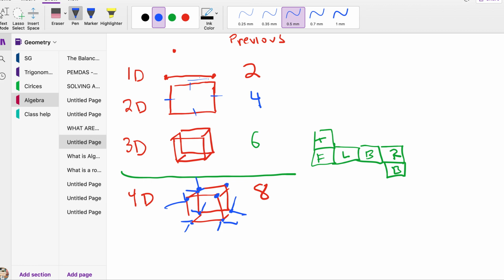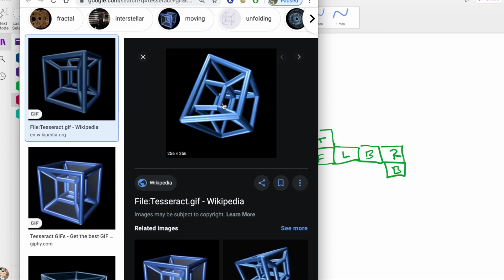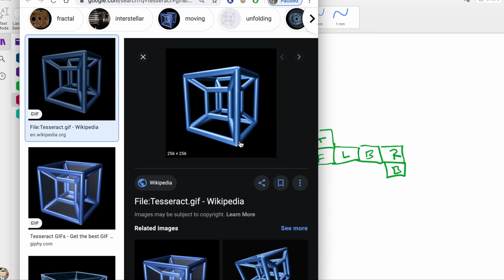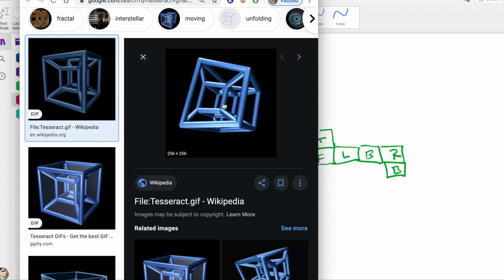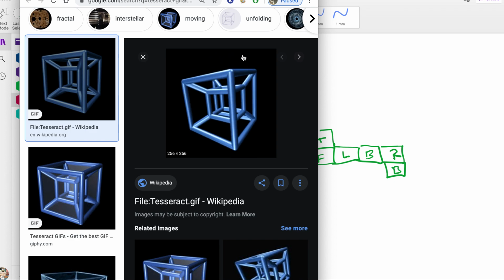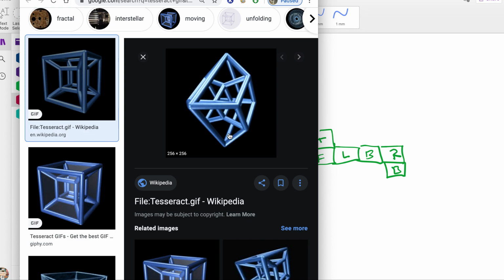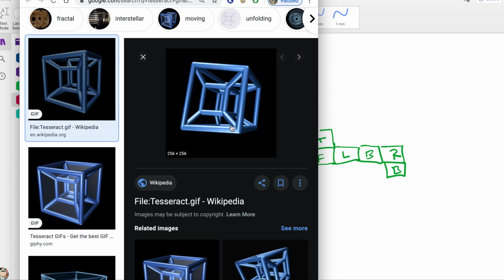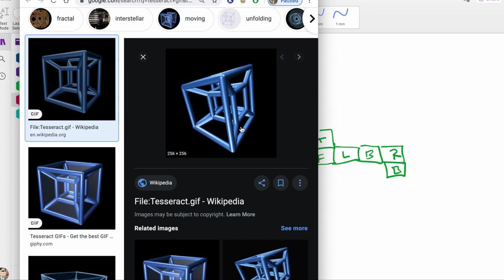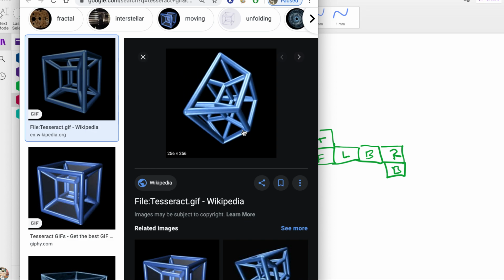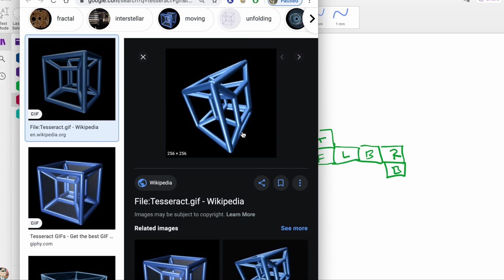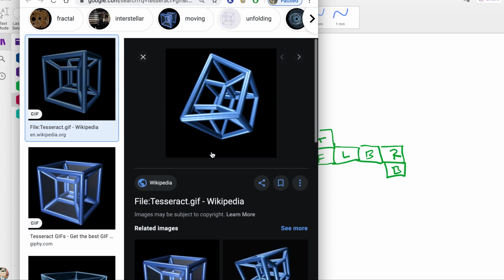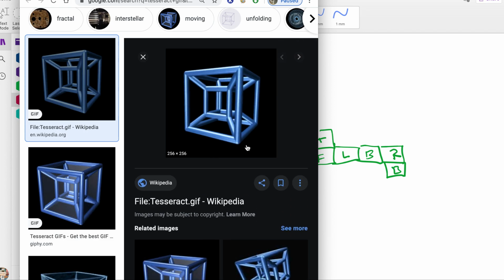So if you go on to Google and search for tesseract, it's a four-dimensional shape representation. It folds into itself infinitely, and it's basically one cube in the middle, and there's 7 more cubes attached to it at each vertex. And we have to consider that this is a two-dimensional drawing trying to represent a four-dimensional shape, and it kind of looks 3D to us, but it's really not a four-dimensional shape. And they even mention this in the Avengers movie.